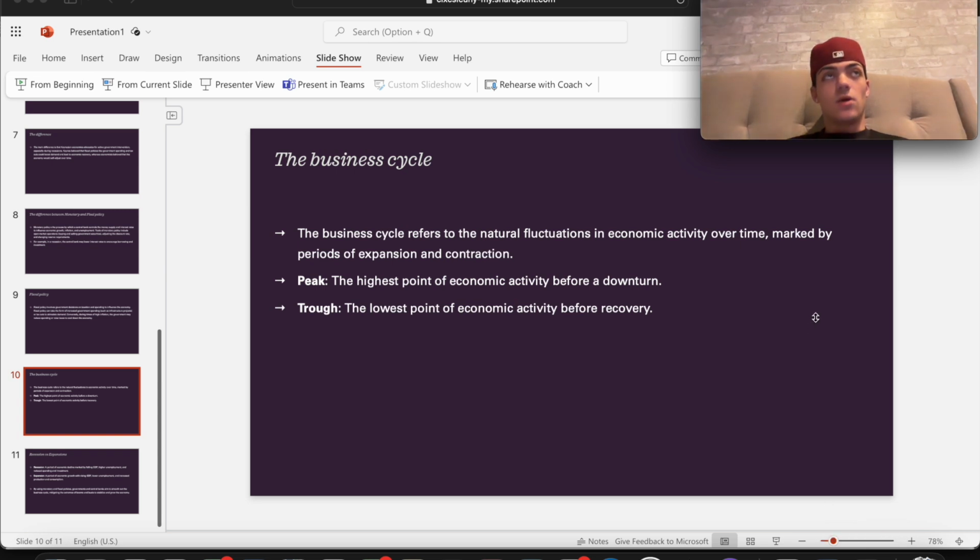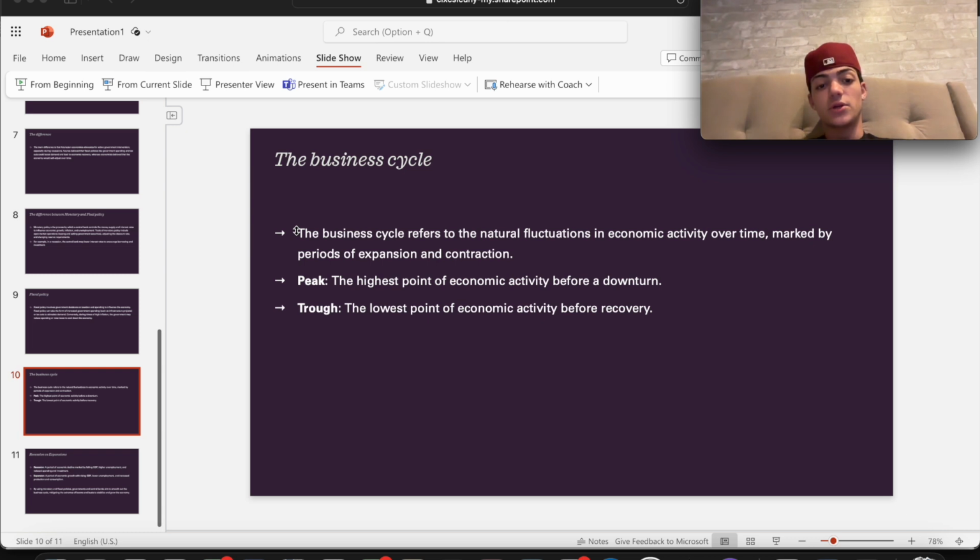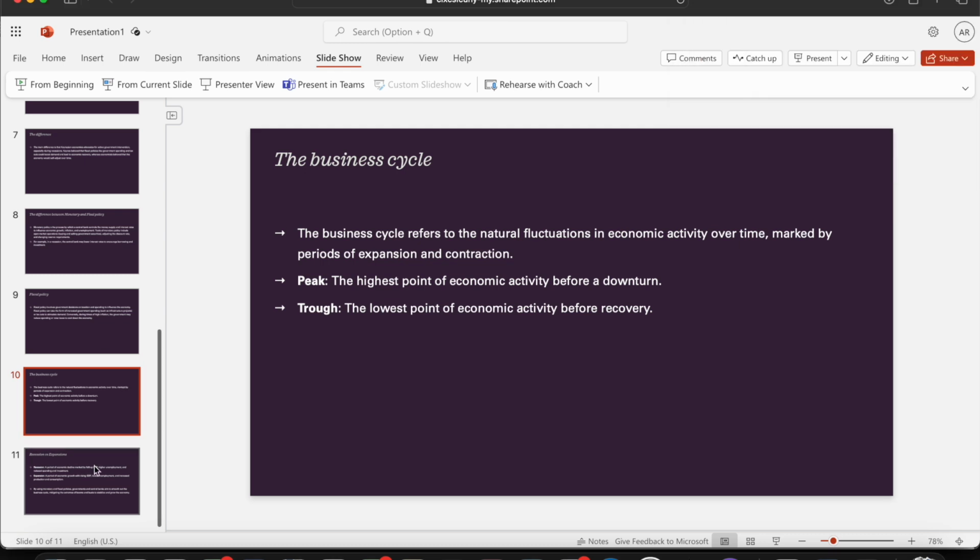The business cycle. The business cycle refers to the natural fluctuations in economic activity over time marked by periods of expansion and contraction. The peak is the highest point of economic activity before a downturn, and the trough is the lowest point of economic activity before recovery.